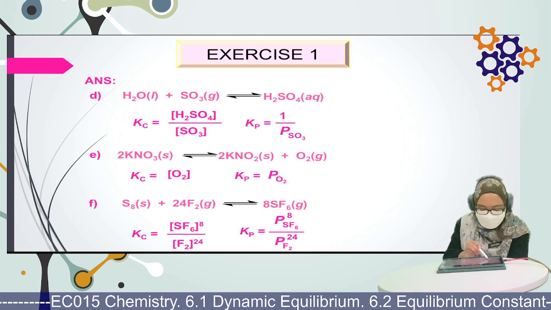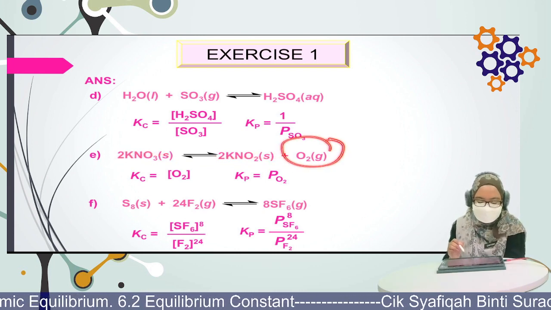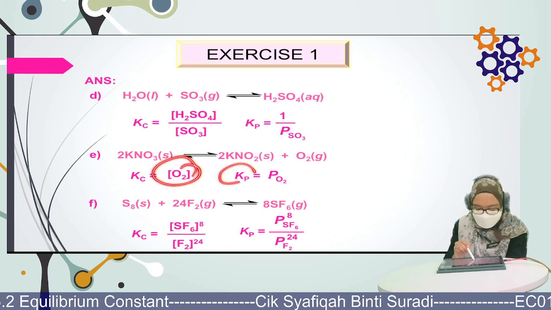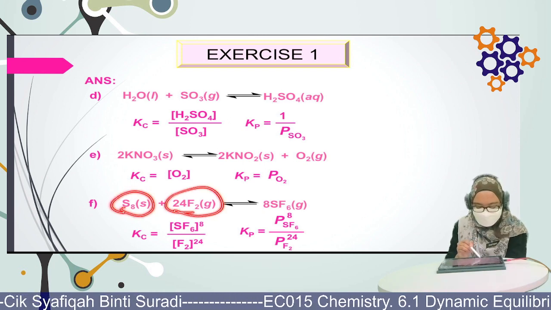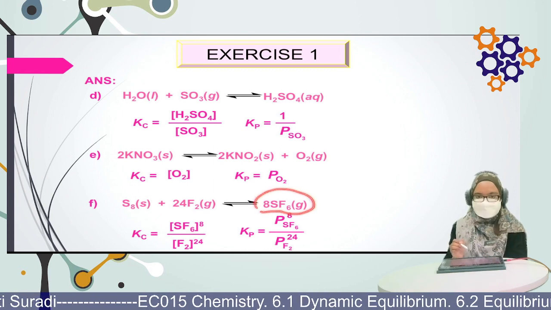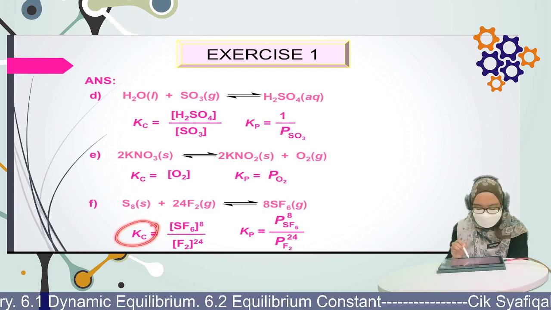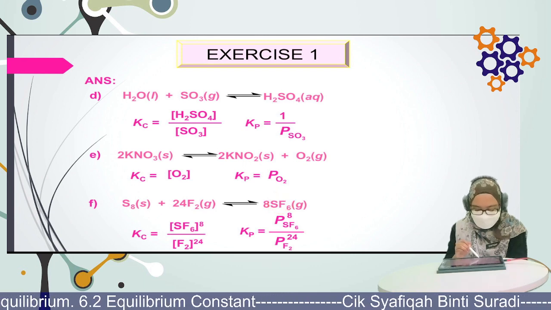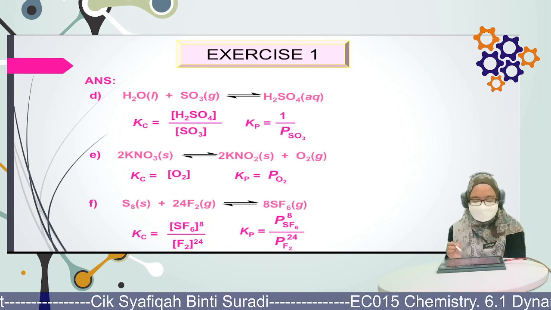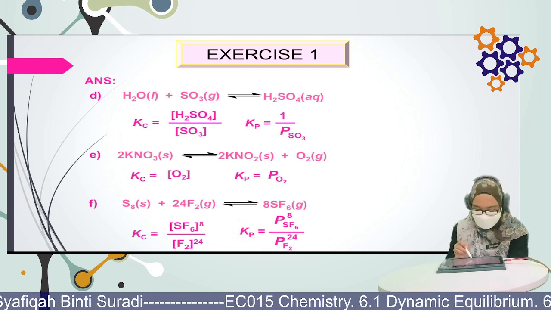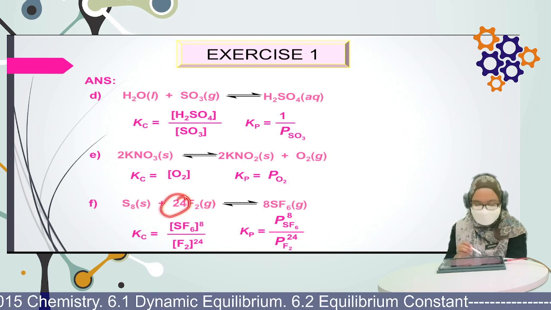Okay. So untuk yang ini, untuk E ni, kita dah balance equation ni. So solid kita tak involve, dua-dua tak involve. So hanya gas sajalah. So KC, concentration of O2, KP, partial pressure of O2. Okay, and last but not least, kita ada S8 solid plus 24F2 gas to form 8SF6 gas. Okay, so dekat sini solid ni, kita tak pilih je lah untuk kira equilibrium constant expression. So KC adalah SF6 to the power of 8 divide by F2 gas to the power of 24. Okay, concentration. And then untuk KP, partial pressure of SF6 to the power of 8 divide by partial pressure of F2 to the power of 24.